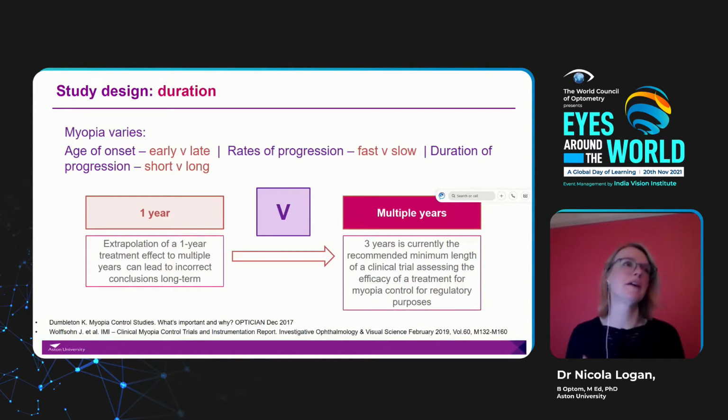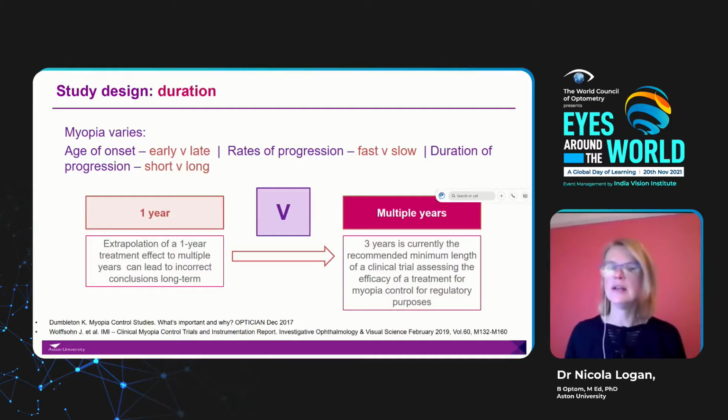It's also hugely costly to keep a clinical trial running for a large number of years. And there seems to be consensus from the International Myopia Institute that 3 years is often the recommended length for a clinical trial when we're trying to assess the efficacy of myopia control for regulatory purposes. Other points to consider with the variation of myopia are the age of onset, early versus late, in terms of how fast we're going to see progression. We get variations in rate of progression and duration of progression. And to capture all that variability, we're looking for a 3-year study design.